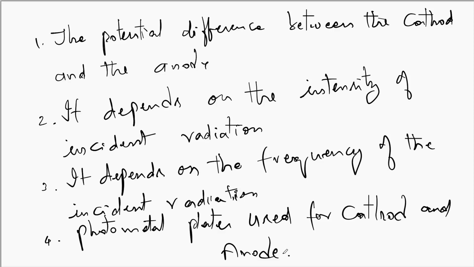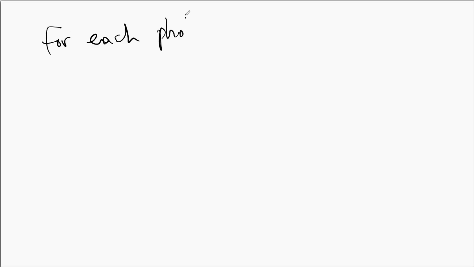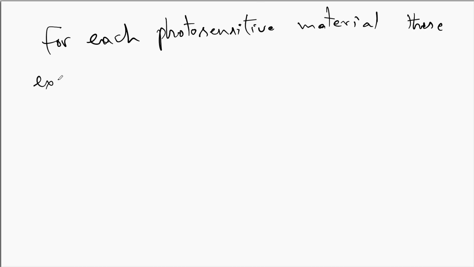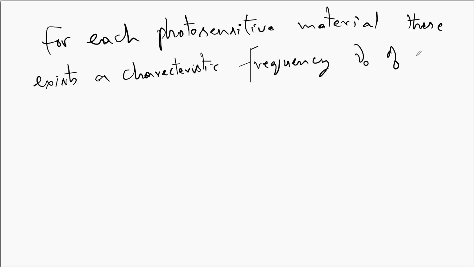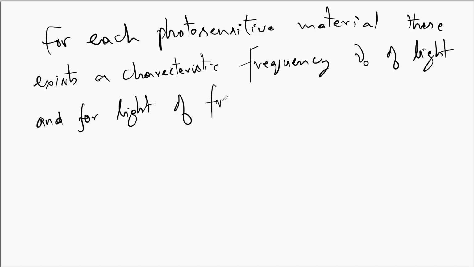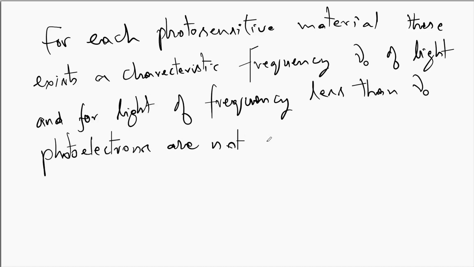But there exists a characteristic frequency. For each substance, there is a minimum frequency called nu0 of light. For light of frequency less than nu0, photoelectrons are not seen. For each photosensitive material, there exists a characteristic frequency represented by nu0, and for light of frequency less than nu0, photoelectrons are not produced, however intense the incident light may be.